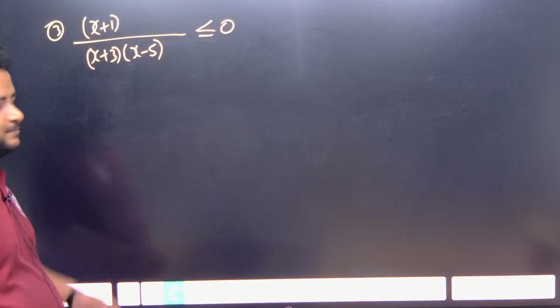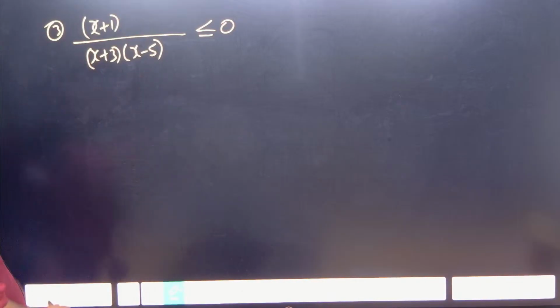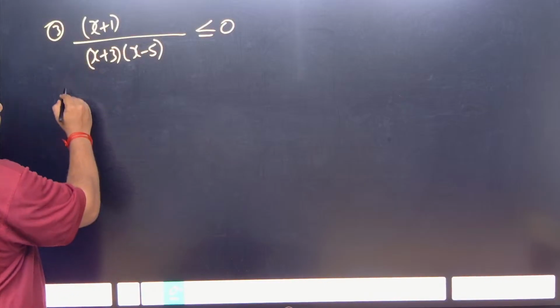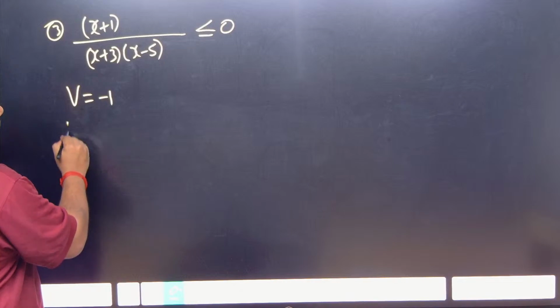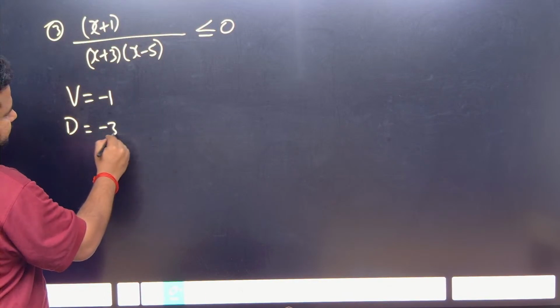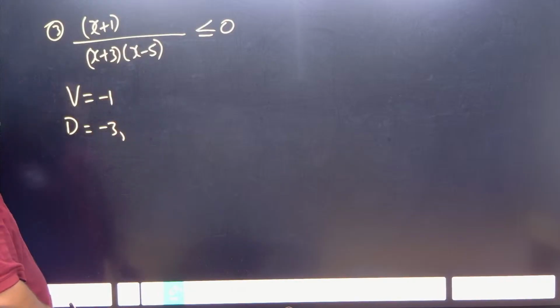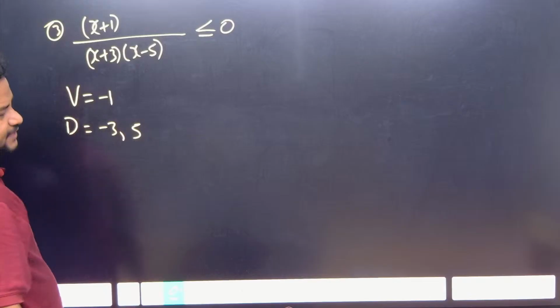So first, less than or equal to 0. Let us write the vanishing points here. Vanishing points are in the numerator. So x plus 1, if I equate to 0, I will get minus 1. Discontinuous points: x plus 3 equal to 0 gives x equal to minus 3. x minus 5 equal to 0 gives x equal to 5. So vanishing points and discontinuous points I got.